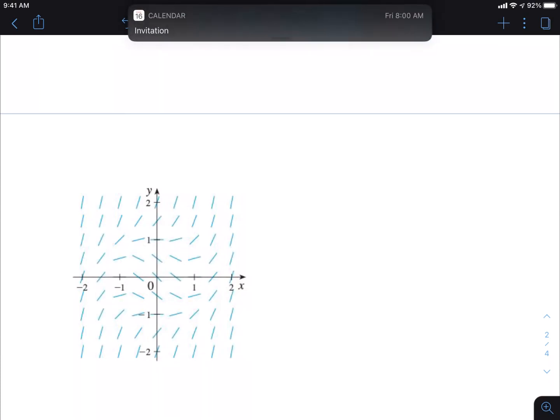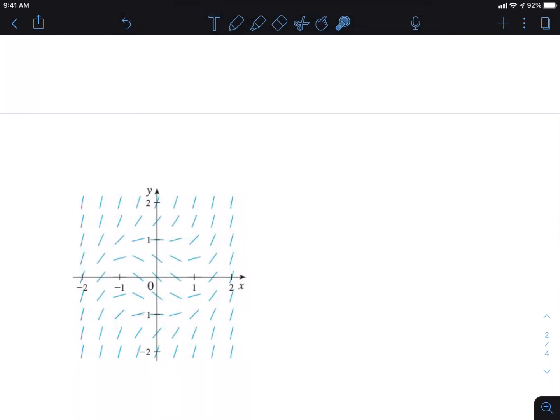So there's a variety of different curves that this thing can have depending on its initial condition. Does that make sense? Yes. Are there any questions?